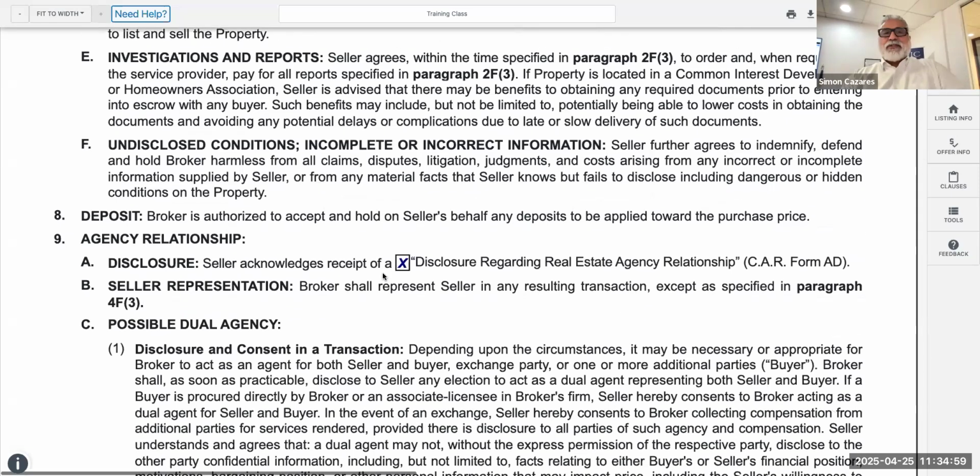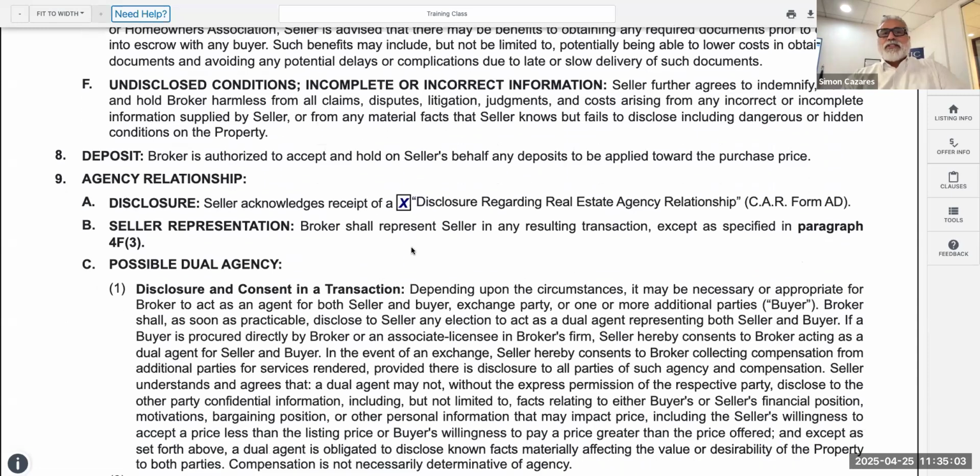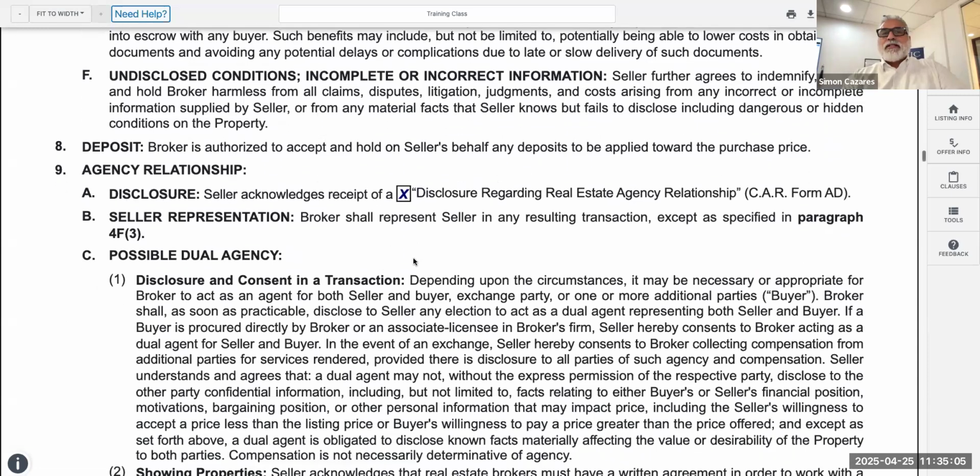Investigations, pretty self-explanatory. We talked about undisclosed conditions or incomplete or incorrect information. Seller further agrees to indemnify, defend, and hold broker harmless. So this is our protection here. If they want to sue us, we can always go back and reference the conditions that were identified, because we don't know the property, right?